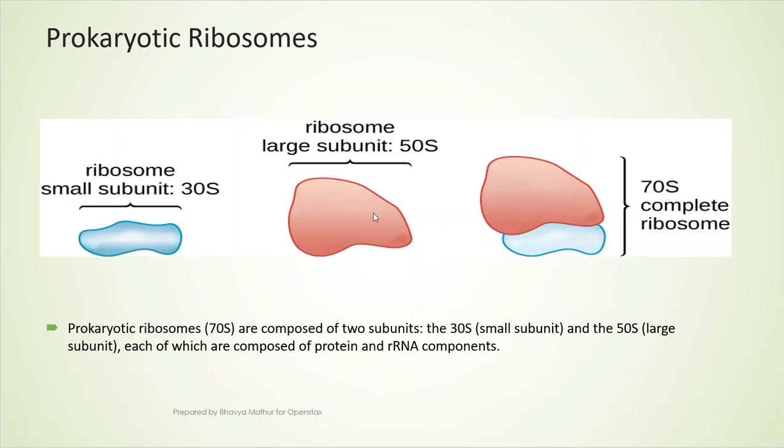Prokaryotic ribosomes. This is one of the differences between prokaryotes and eukaryotes. The small subunit is 30S. The large subunit is 50S, and when it's together, it's a 70S. If you remember, in eukaryotes, it adds up to 80S, and these are also larger.